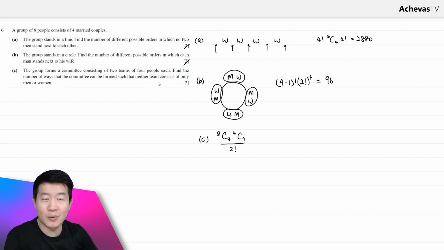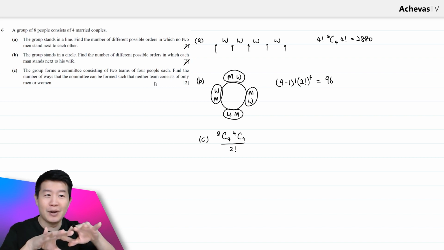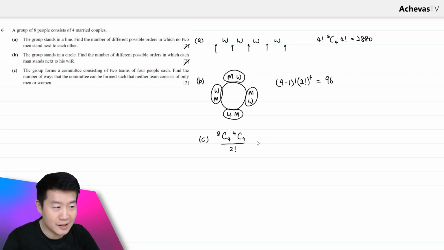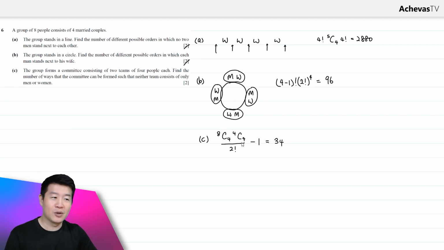But there are just 4 men and 4 women. So how many ways can I break them up into 2 teams of 4 so that there will be only men and only women? It's just one way. So I will just take this minus 1, and this is equal to 34. Well, let me very quickly repeat again. I'm doing a complement. So out of 8 people, we will choose 4 for the first team.